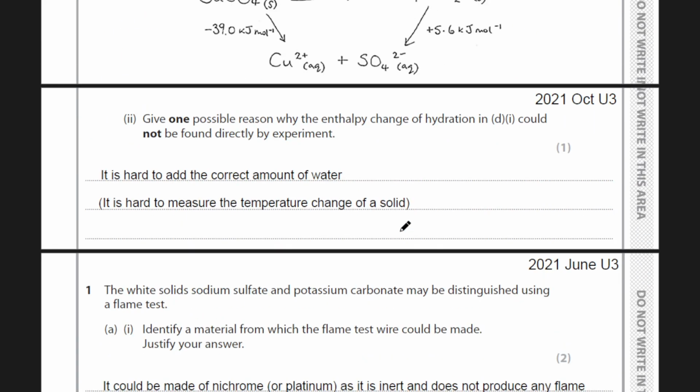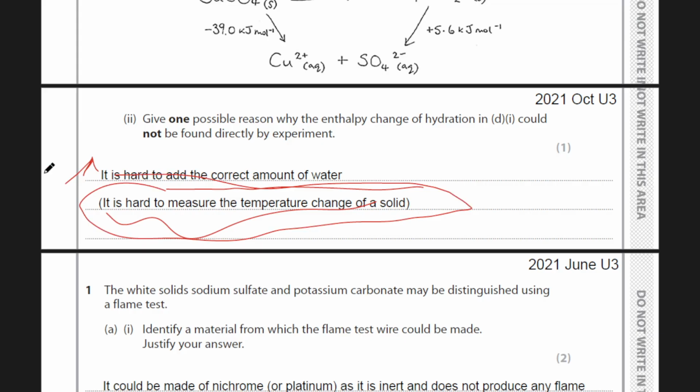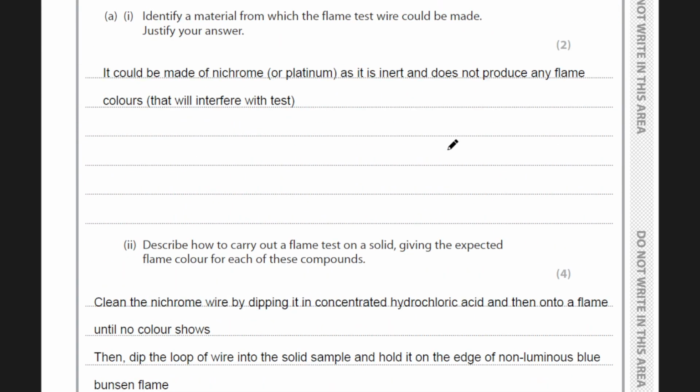Moving on, give one possible reason why the enthalpy change of hydration in D1 could not be found directly by experiment. First of all, it is very difficult to add the correct amount of water. Or you can say, since a solid is involved, measuring the temperature change of a solid is very difficult. So clearly, the enthalpy change of hydration cannot be easily or directly found by experiment. It becomes very tough.